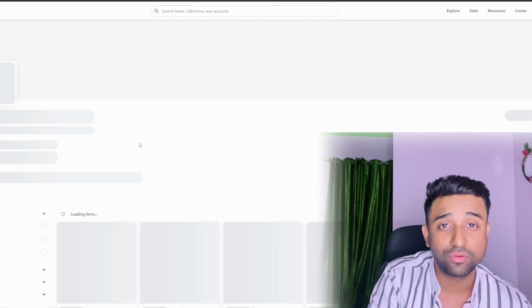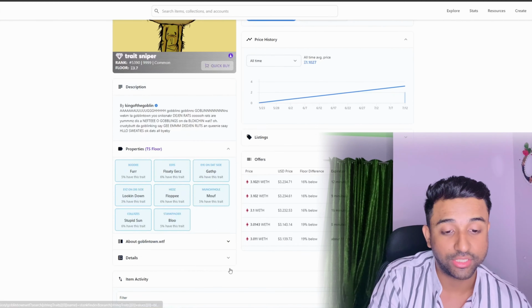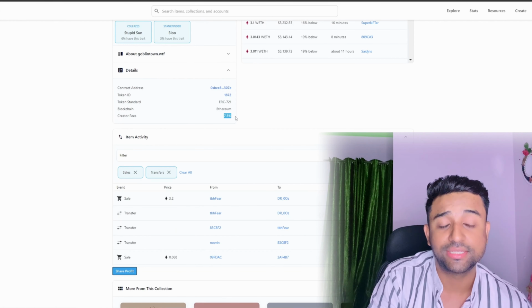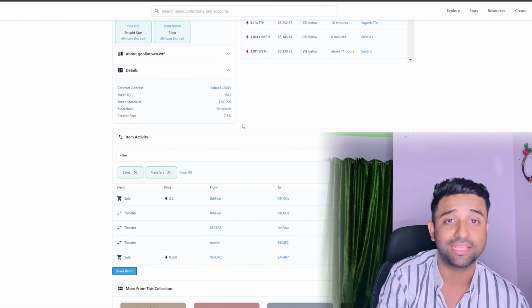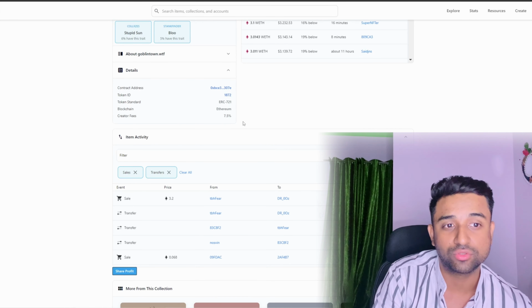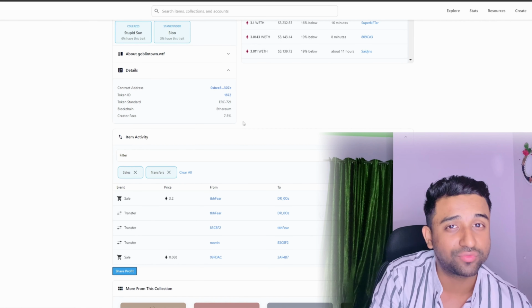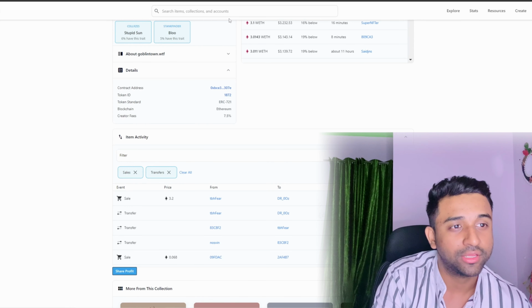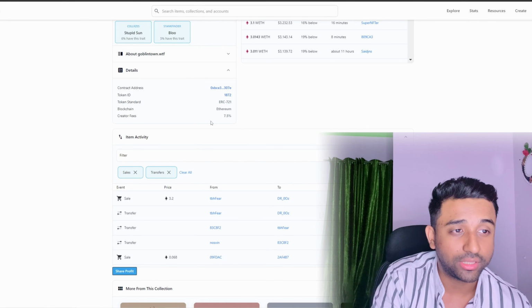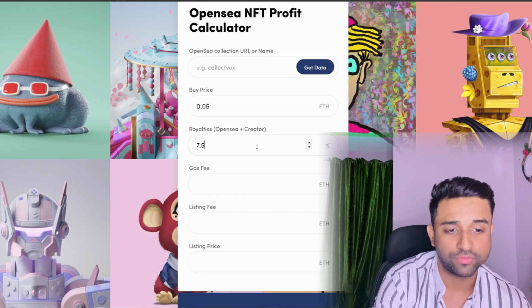But if we go back to Goblin What the F, we'll be able to see what kind of royalties they are charging. Under details, it says it is 7.5%. So if you sell this NFT, 7.5% will be charged as a royalty. If you sell it at 1 ETH, 7.5% is going to get deducted and the rest of the amount is going to get credited in your account after deducting gas and everything. So this is the place where you can easily know what the royalty amount is. So we'll be going back to our calculator. Let's say we have a royalty of 7.5%.